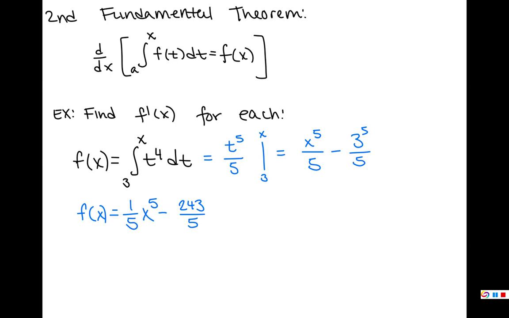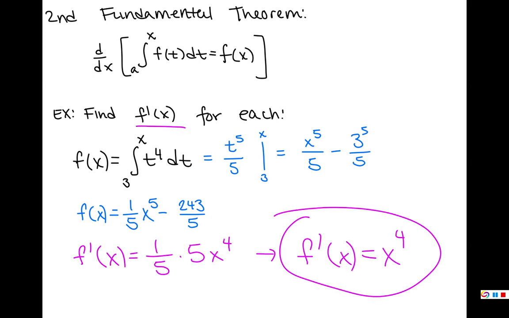So my function, I've just written it in a slightly different form. X to the 5th over 5 is the same thing as 1/5 x to the 5th. 3 to the 5th is 243, so 243 over 5. So there's my function in blue. Let's see what we get when we take the derivative of this answer. So my derivative would be, the 1/5 stays there, and then I get a 5x to the 4th. The derivative of a constant is 0. 1/5 5x to the 4th is just x to the 4th.